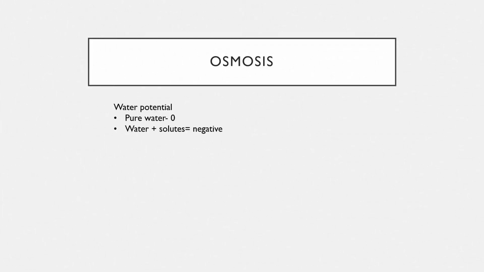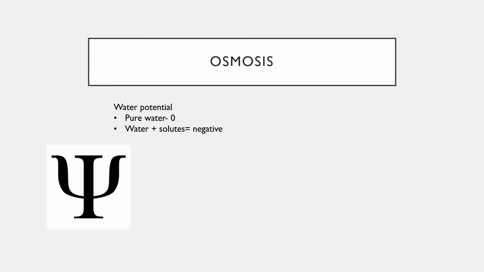Osmosis. Pure water has a water potential of 0. Water and solutes have a negative water potential, because you have a lower water potential because of the solutes. Now this is the symbol for water potential. If you're in an exam and running out of time and don't have time to write full sentences, which I don't suggest you do, and always write full sentences, but if you want to, you won't lose marks if you just draw that instead of writing water potential.